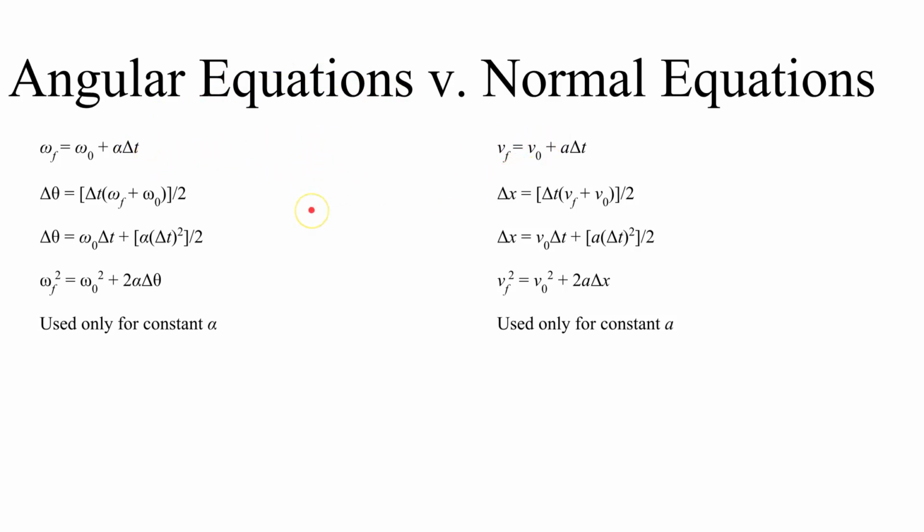There's no normal time and angular time. And delta x is replaced by delta theta. So these equations can only be used for constant angular acceleration, just like how the normal kinematics equations can only be used for constant acceleration. So it's important to note these.